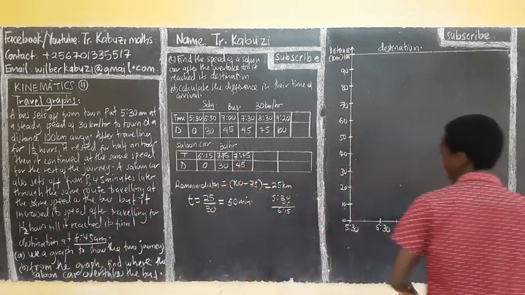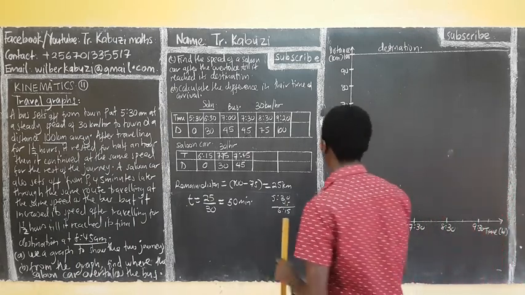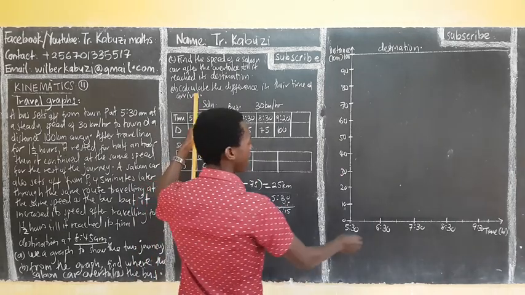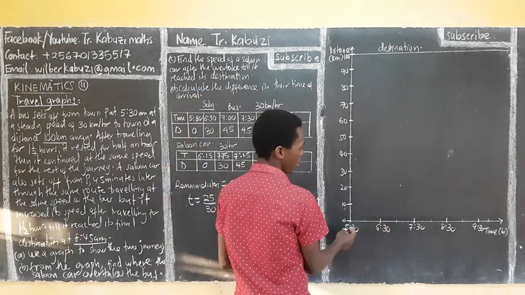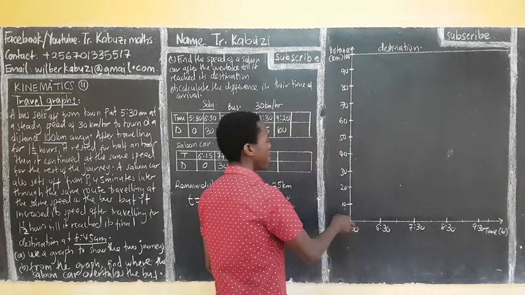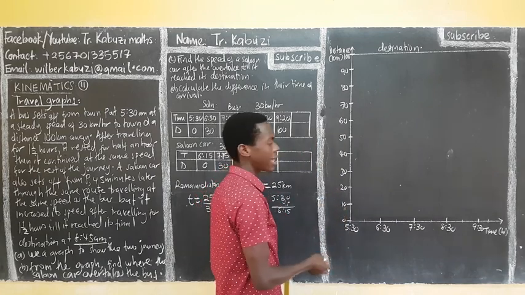Okay, so let's now come to the graph. How do we plot the graph? For the bus at 0, it was 5:30. At 6:30, it was at 30. Here I'm using 2 centimeters, then here I'm using 2 for every 10 kilometers. That's what I'm using. That's my scale.